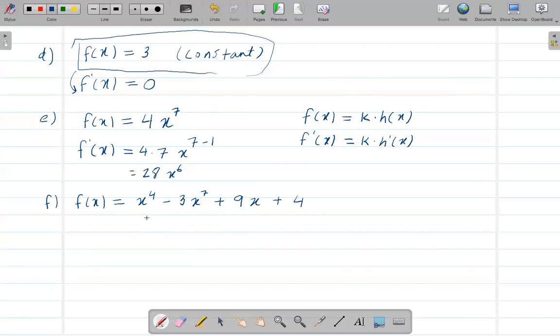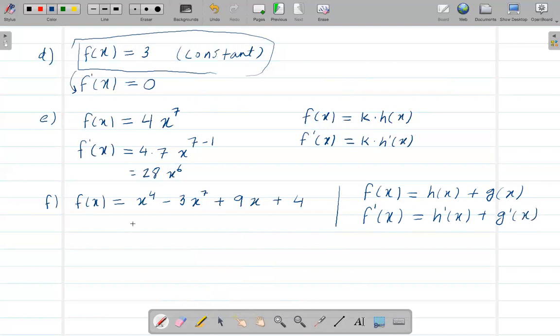So in this kind of case, what we're going to do is, if I have f of x is equal to something, let's just say h of x plus g of x, and if I want to take the derivative of this, then the derivative of f of x will be the derivative of each of these terms, the derivative of h of x and the derivative of g of x.